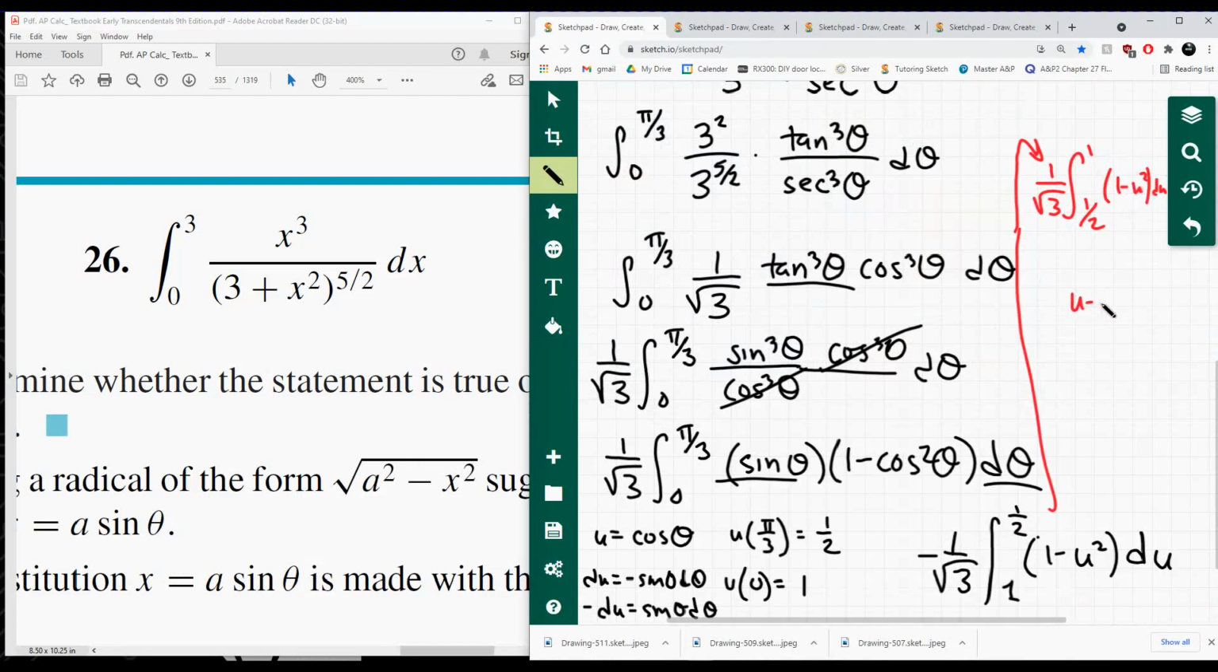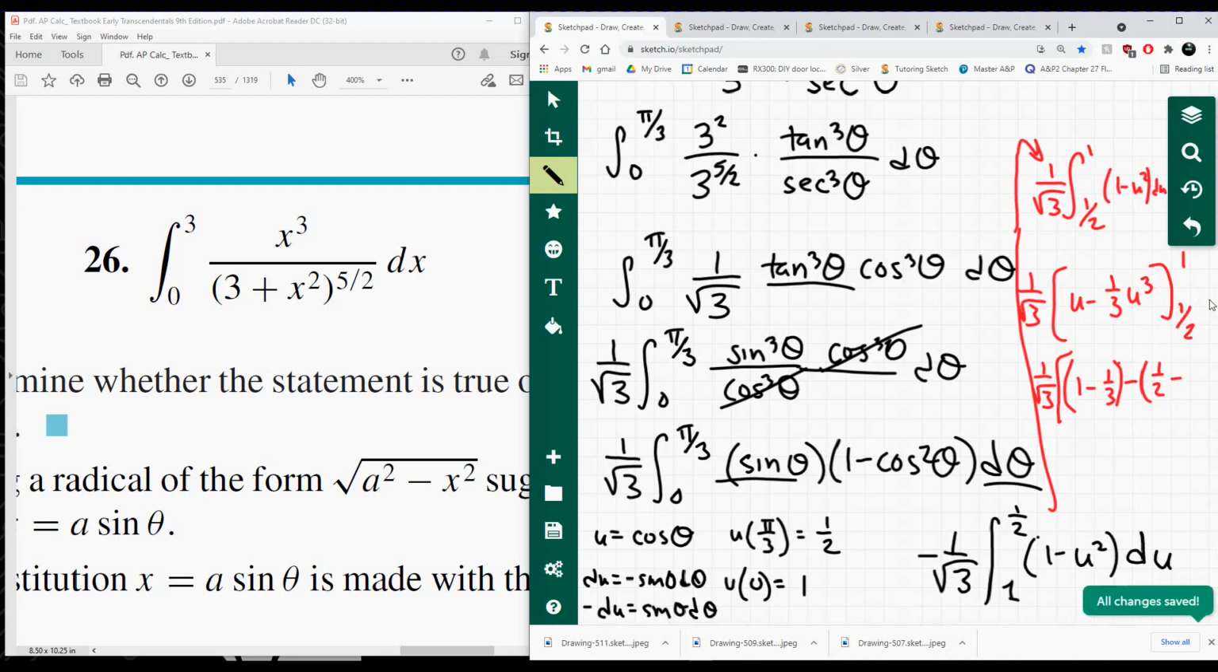And so when we integrate, we get u minus 1/3 u cubed, with limits of 1/2 and 1 being substituted in. And so when we substitute everything in, we get 1 over rad 3, 1 minus 1/3 by placing in the original top limit 1, and then subtracting the lower limit 1/2. When we have 1/2 to the third power, that's going to be 1/8. 1/8 times 1/3 is going to be 1 over 24. And so when we do 1/2 minus 1 over 24, this is really 12 over 24, so we're going to get 11 over 24.